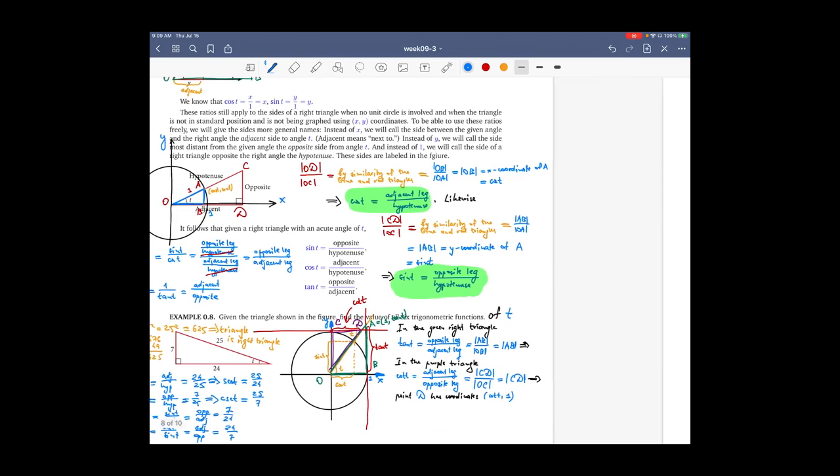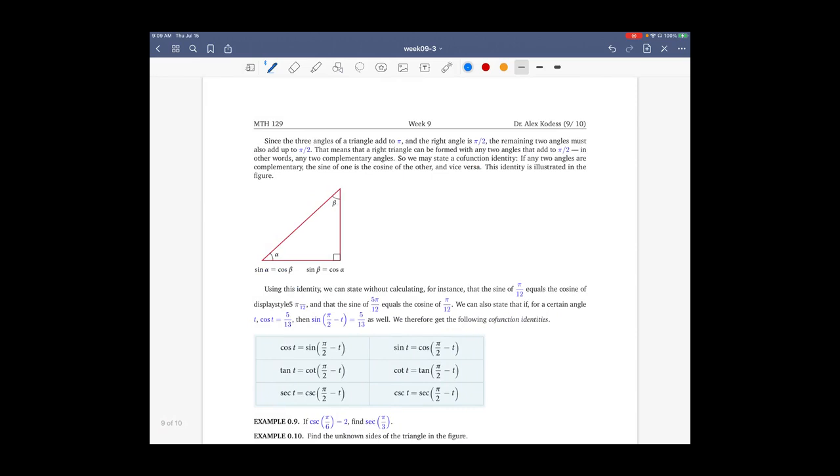All right. Right-angle trigonometry allows us to talk about a very important class of identities called co-function identities. What is that about? Well, consider a right triangle. Let's call it ABC. And say the acute angles are alpha and beta.